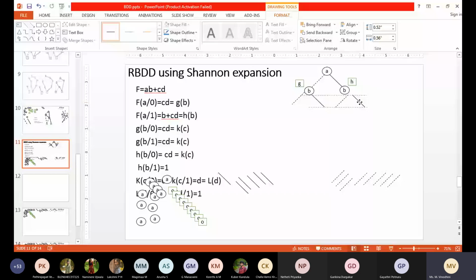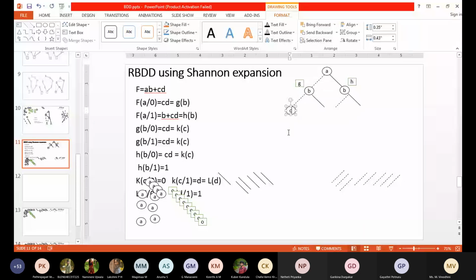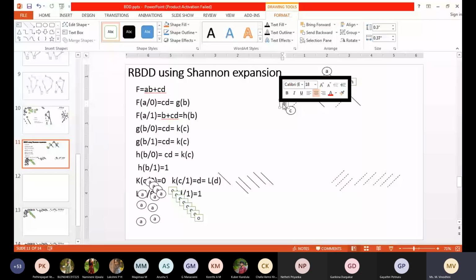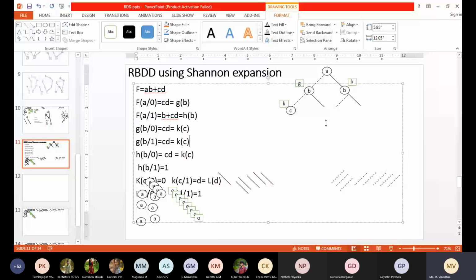So G of B, when it is 0, it is going to K of C. So here I will write C inside the bracket, and outside for reference you keep a K. Next, G of B when it is 1, it is also going to the same C only.